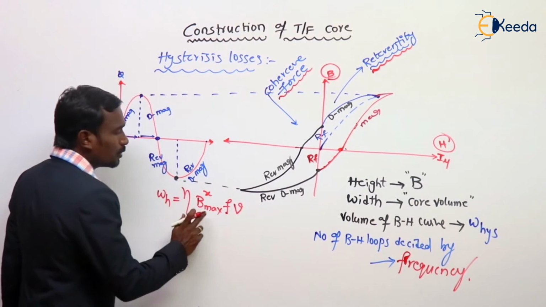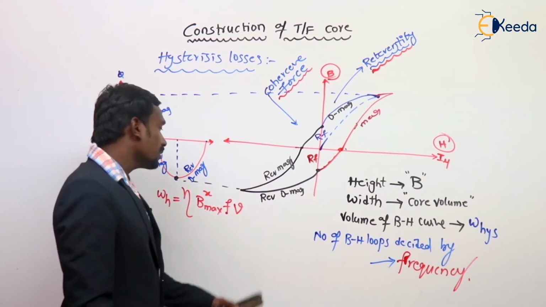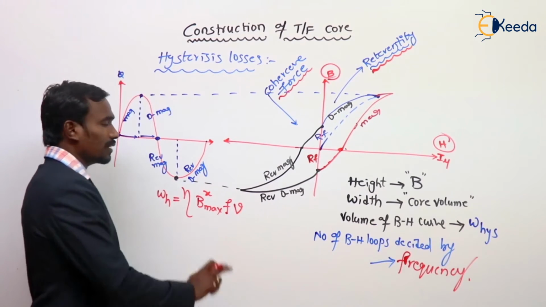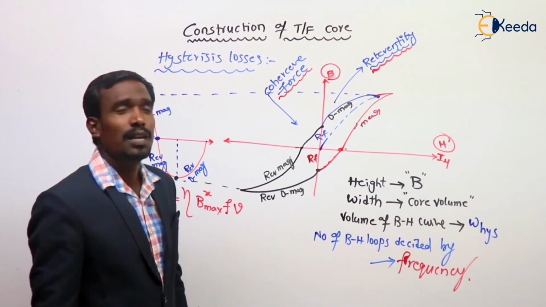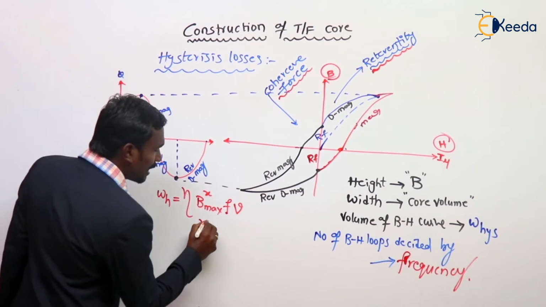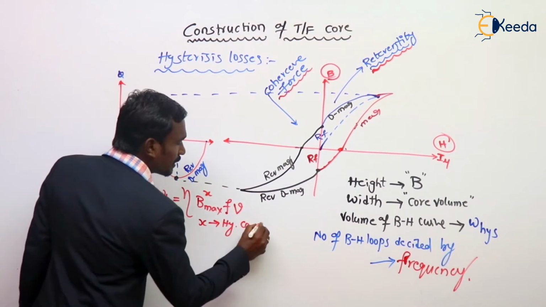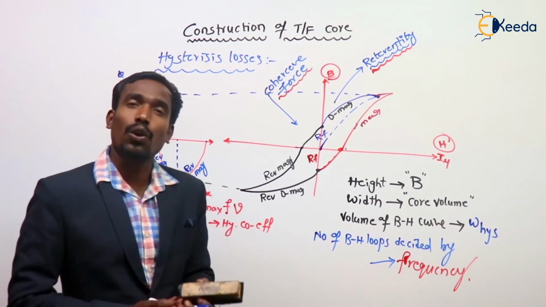So eta into B max to the power x into f into V. This is generally the formula for hysteresis losses. Here, x is the hysteresis coefficient.